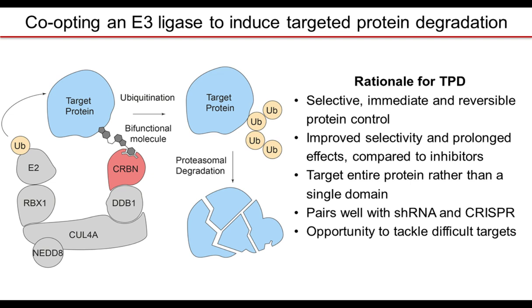In addition, these strategies allow one to deplete the entire protein rather than targeting one specific domain, which is a limitation of small molecule inhibitors. What I'll show throughout the presentation as well is that we found that degrading a target of interest actually pairs very well with genetic approaches. These include knockdown or knockout experiments as well. And finally, we are particularly excited about this approach because it opens the door and gives us an opportunity to tackle very difficult drug targets that have been recalcitrant to small molecule-based approaches in the past.